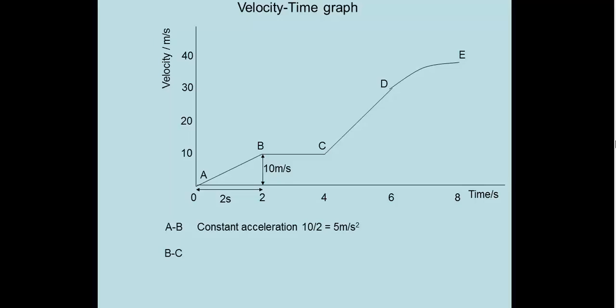From B to C we have a horizontal line showing that the velocity hasn't changed. We have a constant velocity of 10 meters per second.